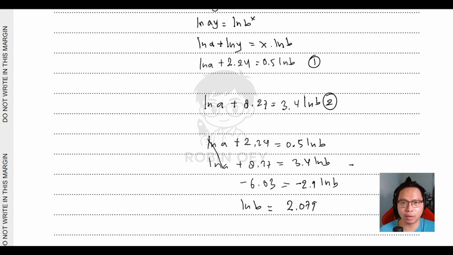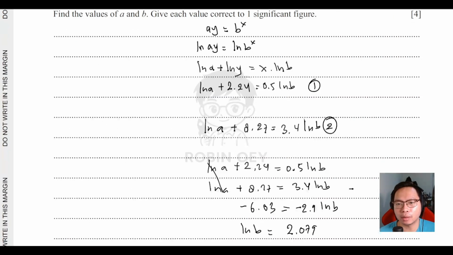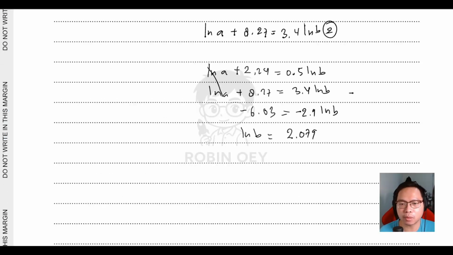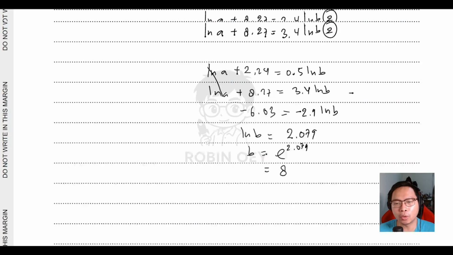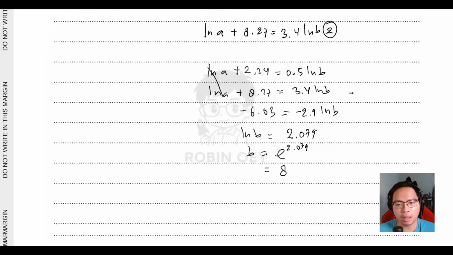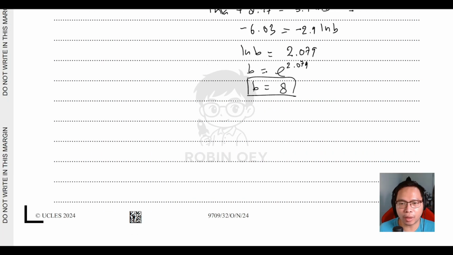And because the question asks us to give the value correct to 1 SF, we just put b equals e to the power of 2.079, which gets us 8. Okay, so we get the value of b. Now we need to find the value of a. So I just input directly into the original equation. This is b.